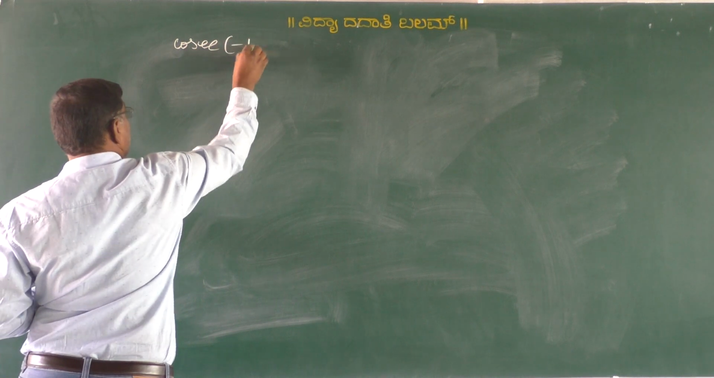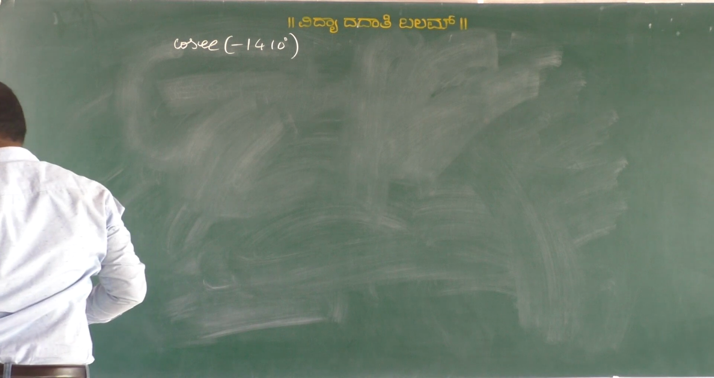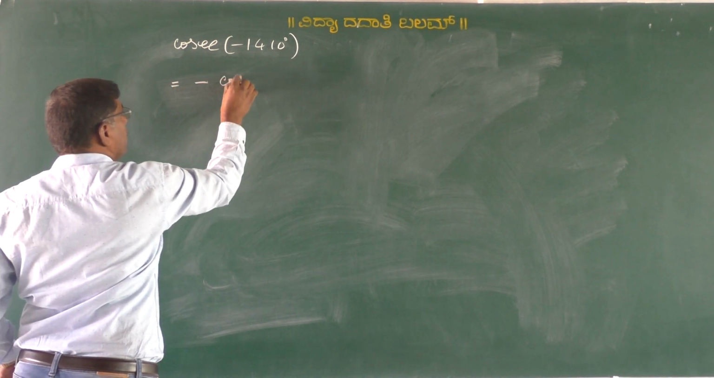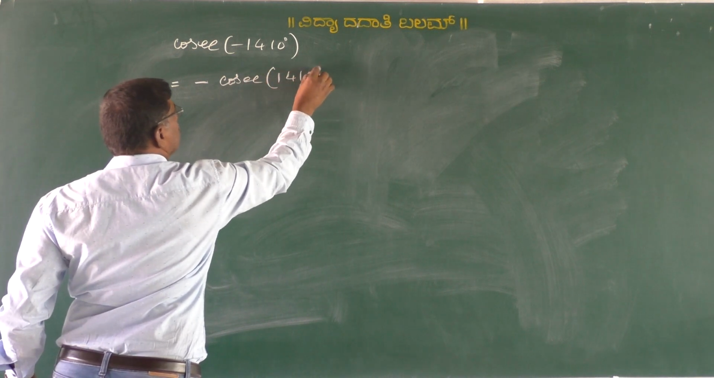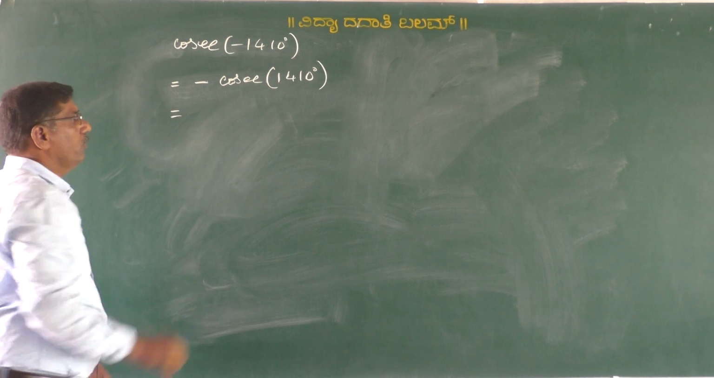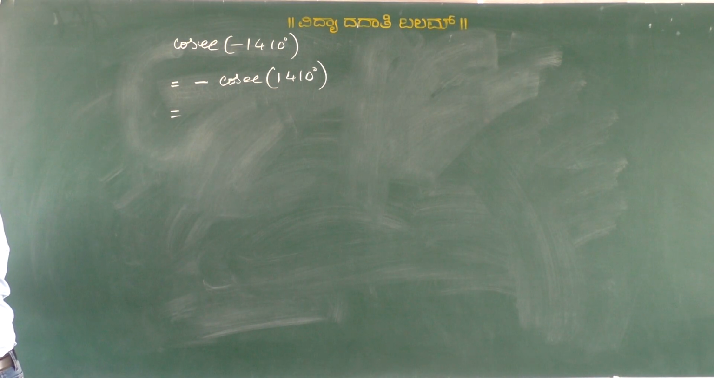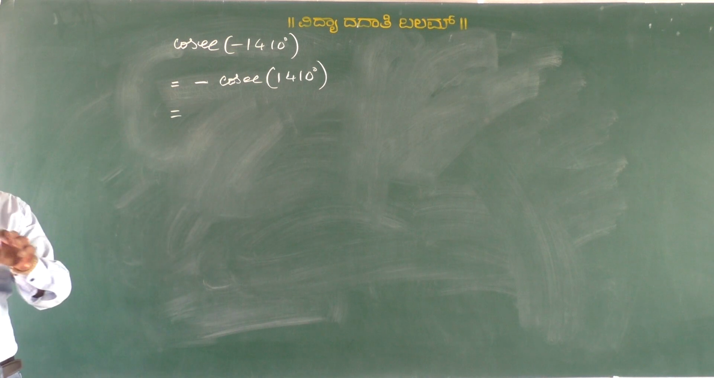Cosecant of minus 1410. We know, my dear students, cosecant of minus x can be written as minus cosecant of 1410. Are you understood? This is by using allied angle, my dear students.